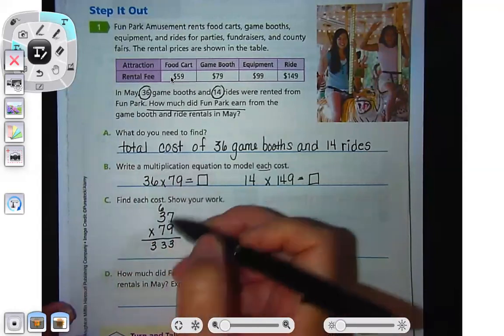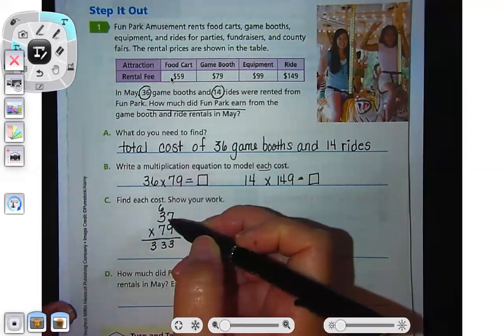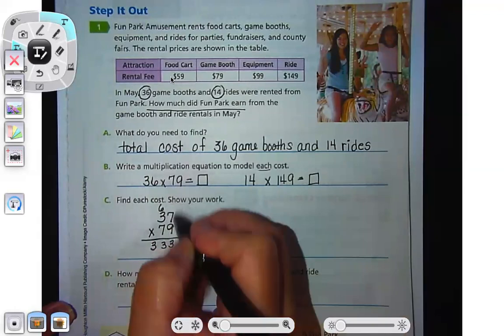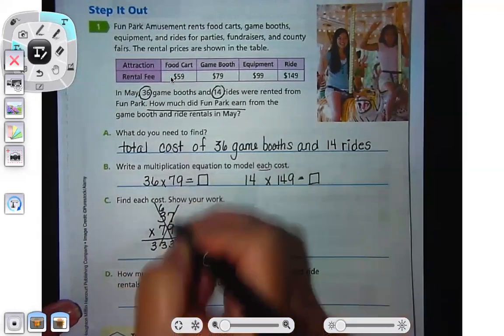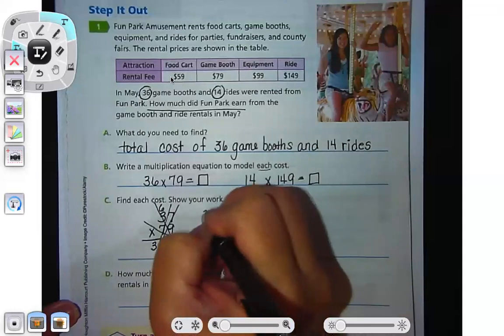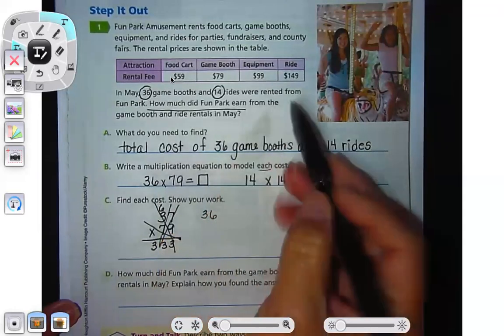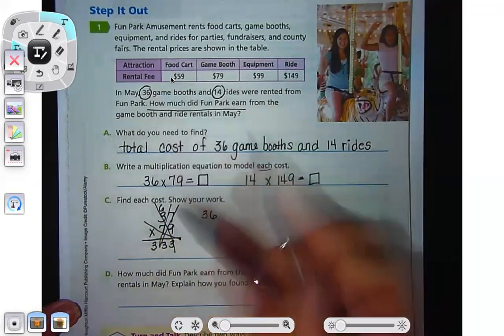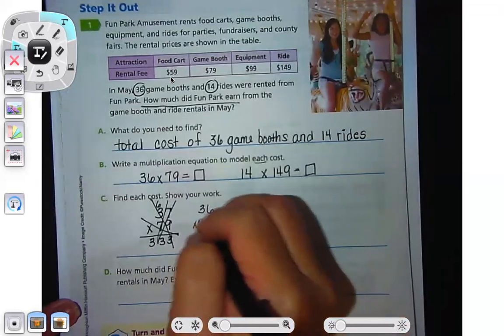Guys, I wrote this, and I'm working in pen too in math. I wrote 37 times 79. Ay, this is why you do not do pen in math. Let's go back and do that again really quickly. 36, see how easy it is to make a mistake? 36 game booths times $79.